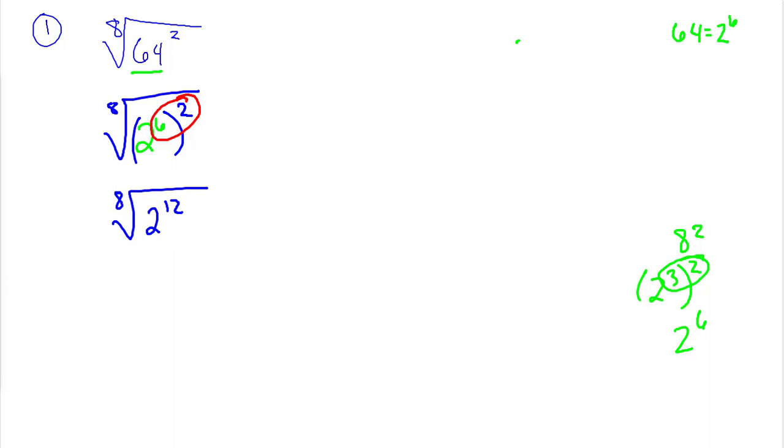Now I'm going to convert this into a rational exponent. So 2 to the 12 divided by 8. This can simplify by dividing both of those by 4, and I'd have 2 to the 3 divided by 2.